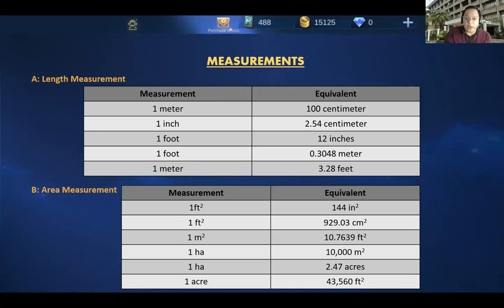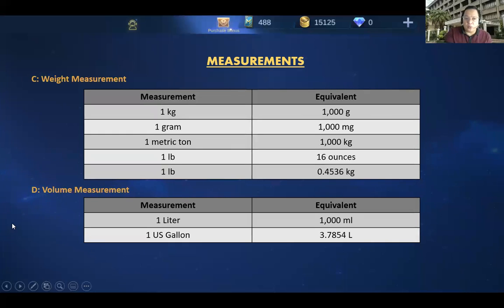If we're talking about area measurement, 1 square feet is equivalent to 144 square inches. 1 square feet is equivalent to 929.03 square centimeter. 1 square meter is equivalent to 10.7639 square feet. 1 hectare is equivalent to 10,000 square meter. 1 hectare is equivalent to 2.47 acres, and 1 acre is equivalent to 43,560 square feet.